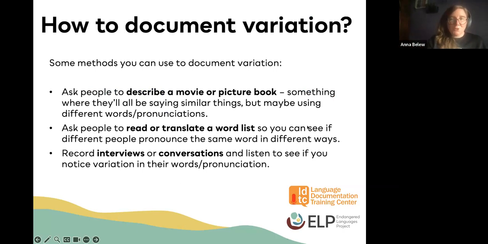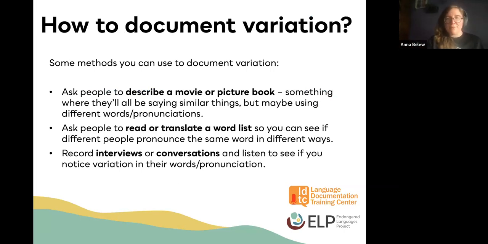So some of the concrete methods, once you have a variable in mind that you might use, are you might ask people to describe a silent movie or a picture book. There are lots of picture books out there that don't have any words. So you can just ask people to tell the story that they are seeing in the picture book. And this has the big advantage of not prompting anyone, right? Not encouraging them to say a certain word or pronounce it a certain way because they see it written that way.